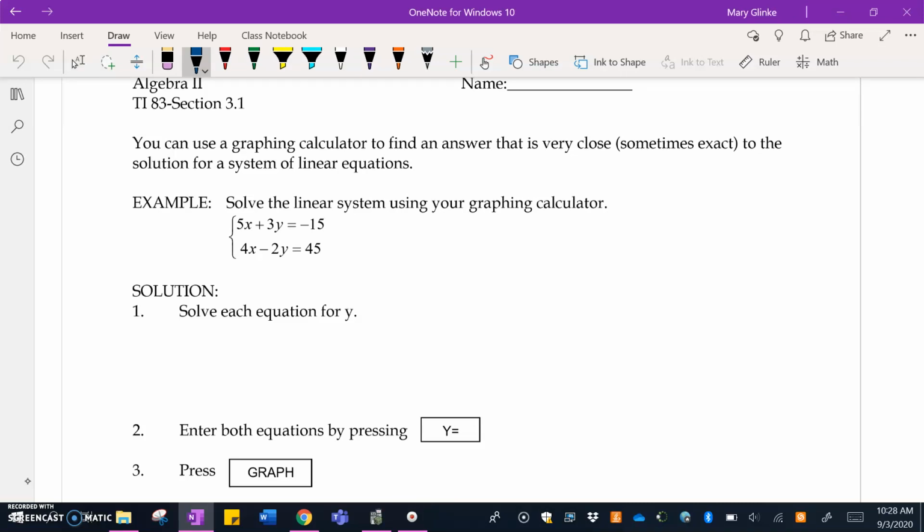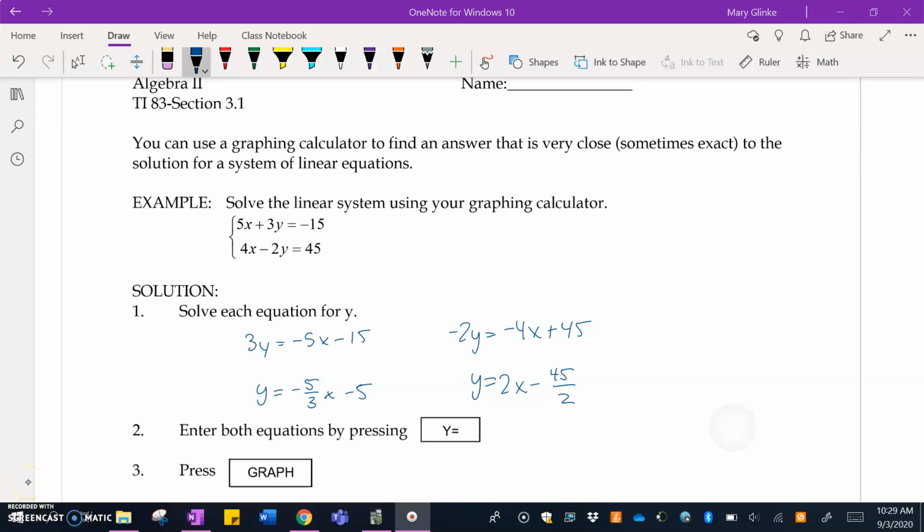In order to use your graphing calculator, first of all, you have your system of equations here. You have to solve each equation for y. So for each one, we're going to get y by itself. So in the first one, we get y equals negative 5/3 x minus 5. In the second one, we're going to get y equals 2x minus 45 halves.